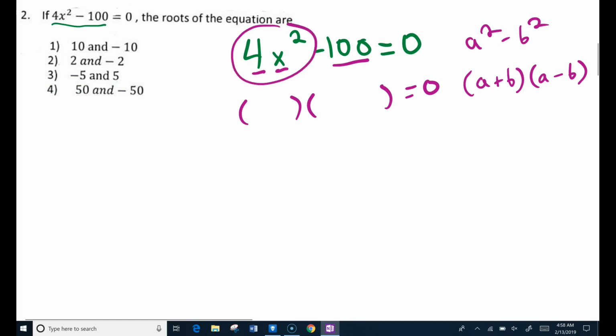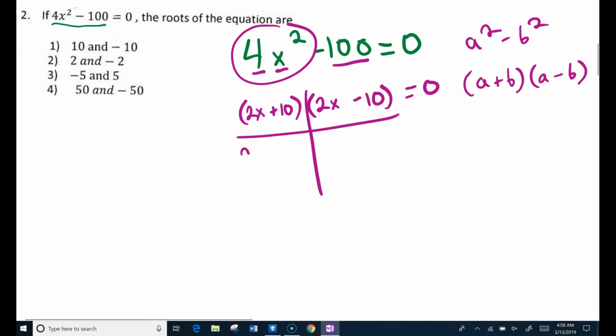Well, to get 4, I'd have to have a 2, and to get x squared, I'd have to have an x. So 2x squared would give me 4x squared. And to get 100, I'd have to have 10 and 10 there. You could always double check yourself by distributing out, doing 2x times 2x, 2x times minus 10, 10 times 2x, and 10 times negative 10, but I'm not going to do that here.